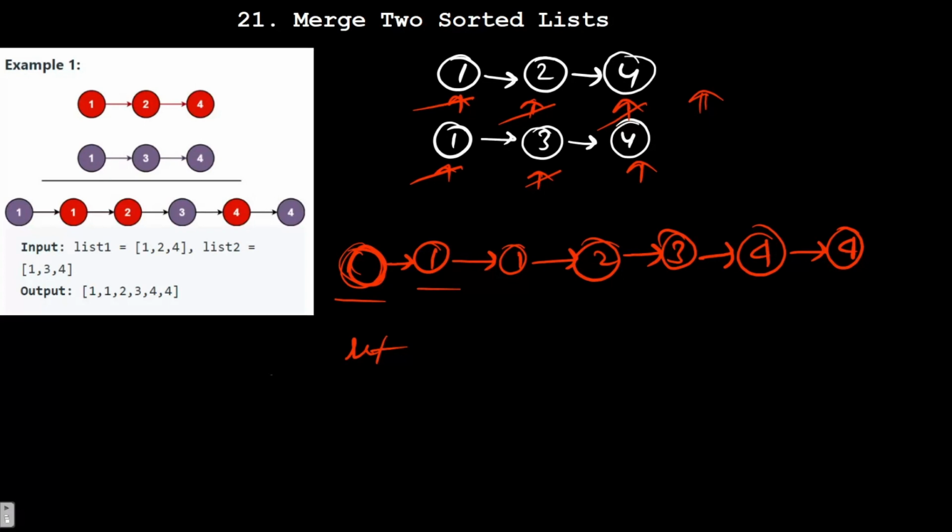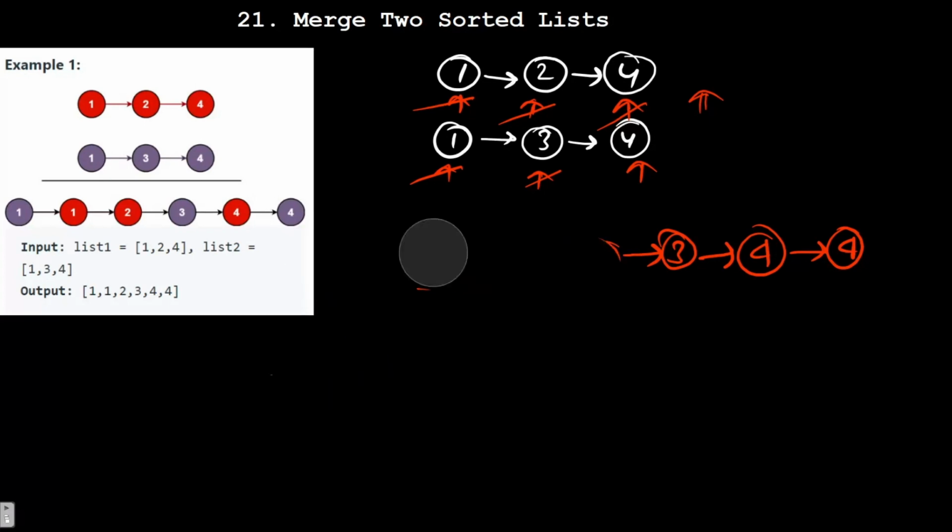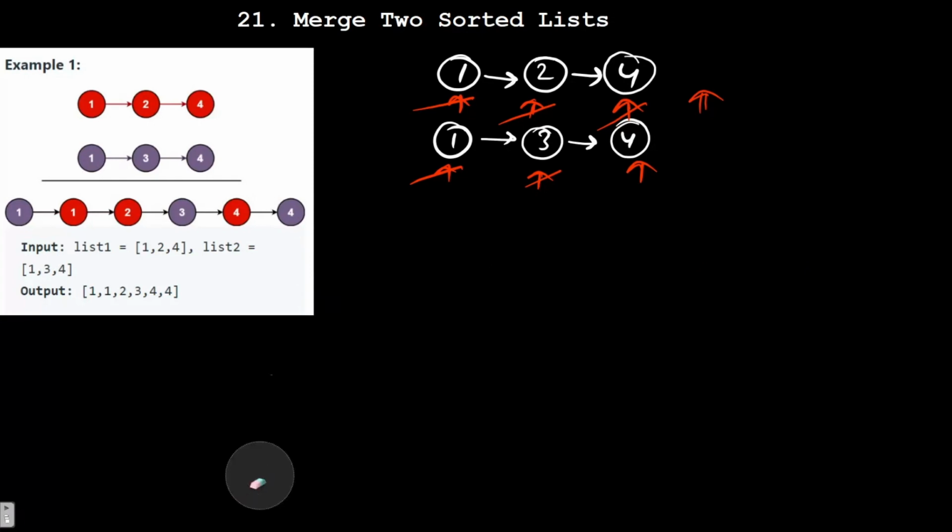First we will write the pseudocode for the same, and then we will solve this problem. So let's write the pseudocode. First we will create a dummy node.